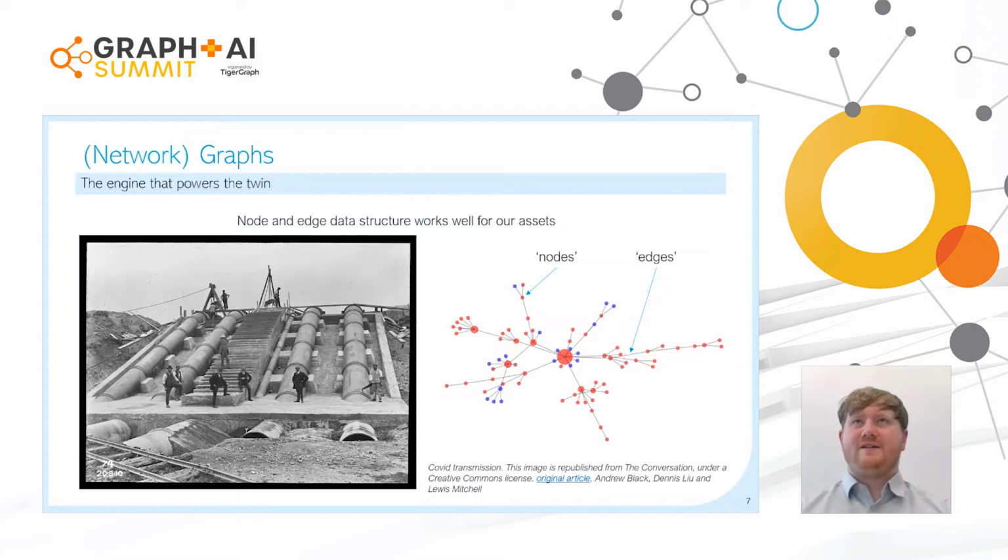As we can see from the right-hand side, this is an example about how COVID transmission happened through a population, but we can use the same principles, use the same techniques to see how the water flows through the network or the sewage flows through the network. And it becomes immediately more tangible to people when you see that being visualized, rather than trying to just look at a relational database.